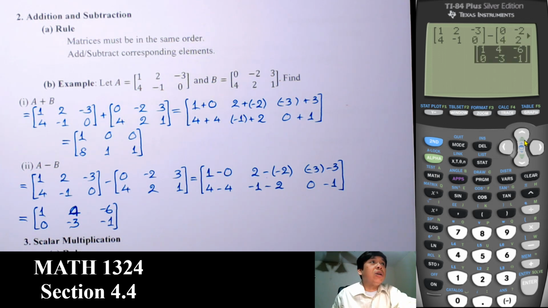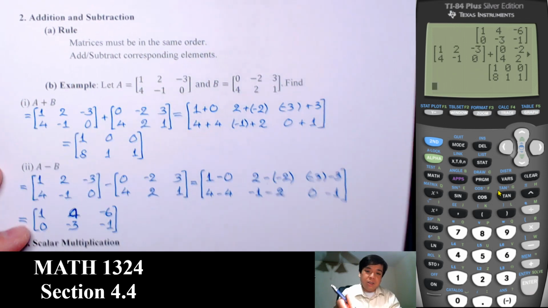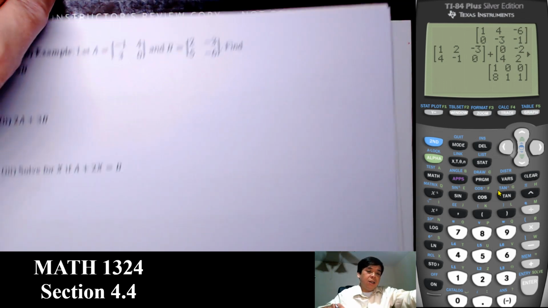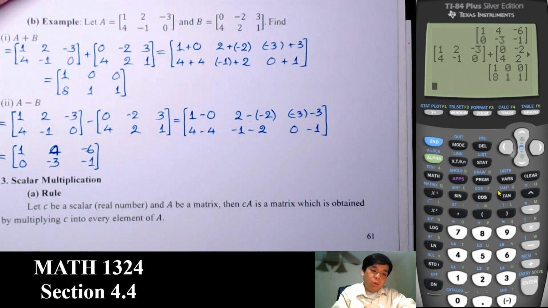Of course, if you want to add, do the same thing. Set the plus in the middle. Yeah, so that's what we have. So just add or subtract the corresponding entries. Next, we multiply.